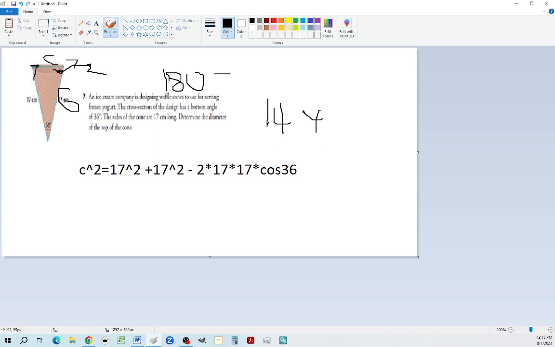I could have cheated and used the sine law. And you know what? Let's see if the sine law gives us the same answer. So according to me, each corner is 72. So I'm going to say 72 degrees and 72 degrees. Let's use the cos law to see what c squared we get, and then let's use the sine law to see what c squared we get.